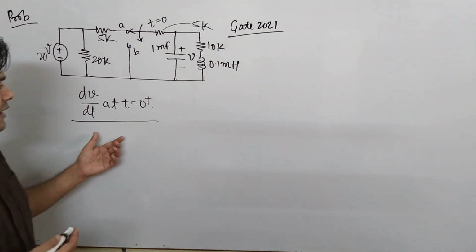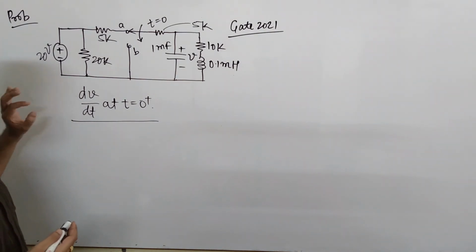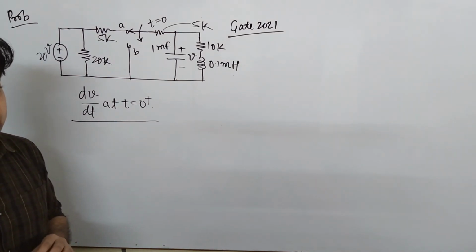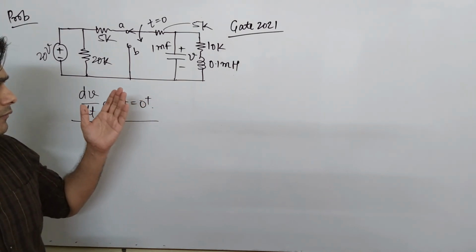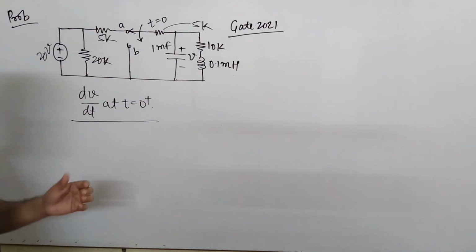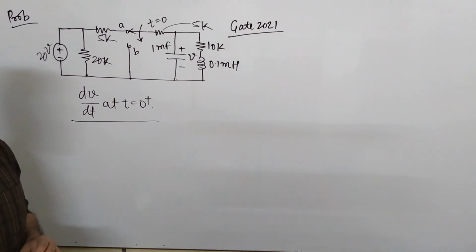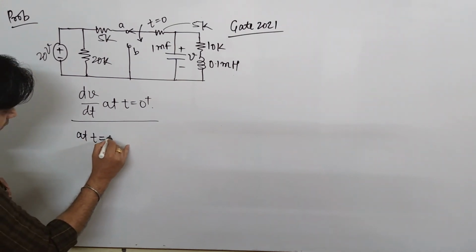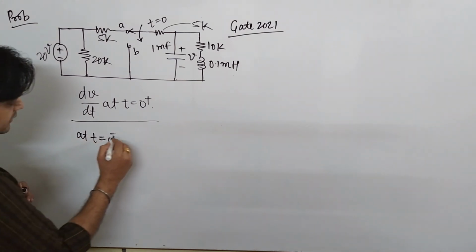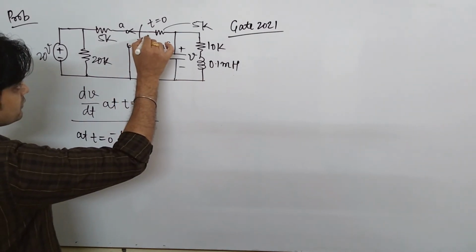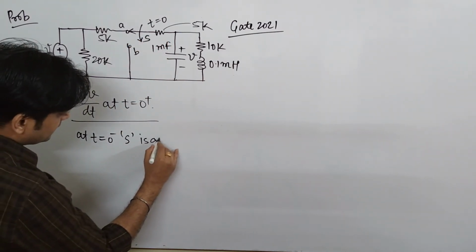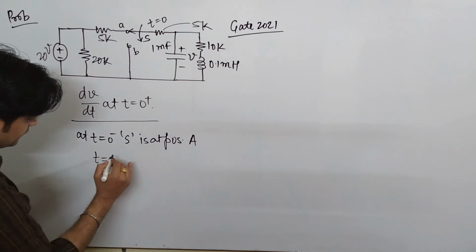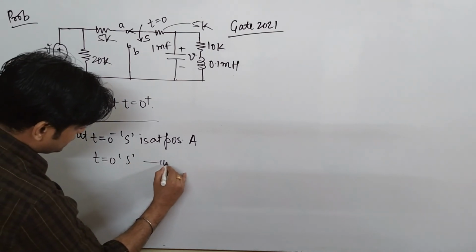As I mentioned earlier, whenever you have to find this, you first have to analyze the initial values of your capacitors and inductors. Since this circuit consists of one capacitor and one inductor, we first have to find the initial values of these elements. For finding the initial value, you will see at t equal to 0 negative. At t equal to 0 negative, switch S is at position A, and at t equal to 0 positive, S is at position B.